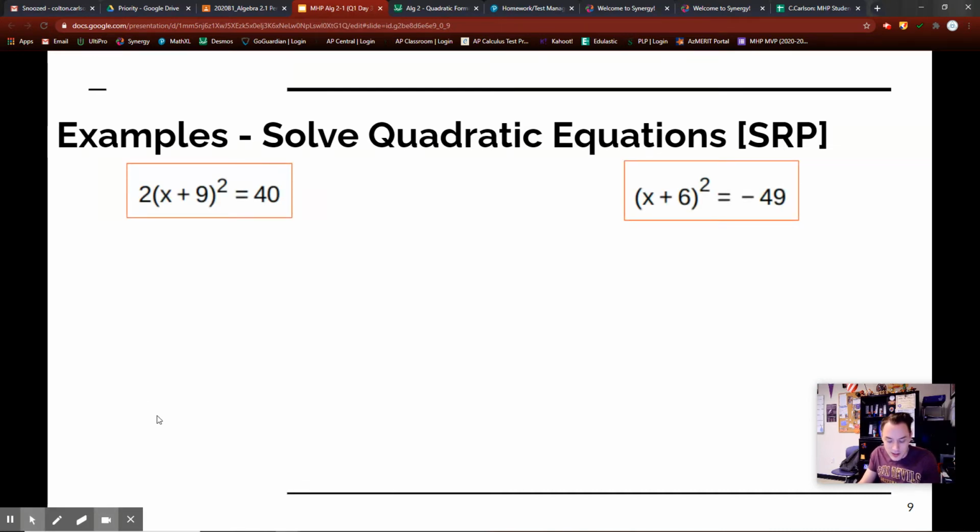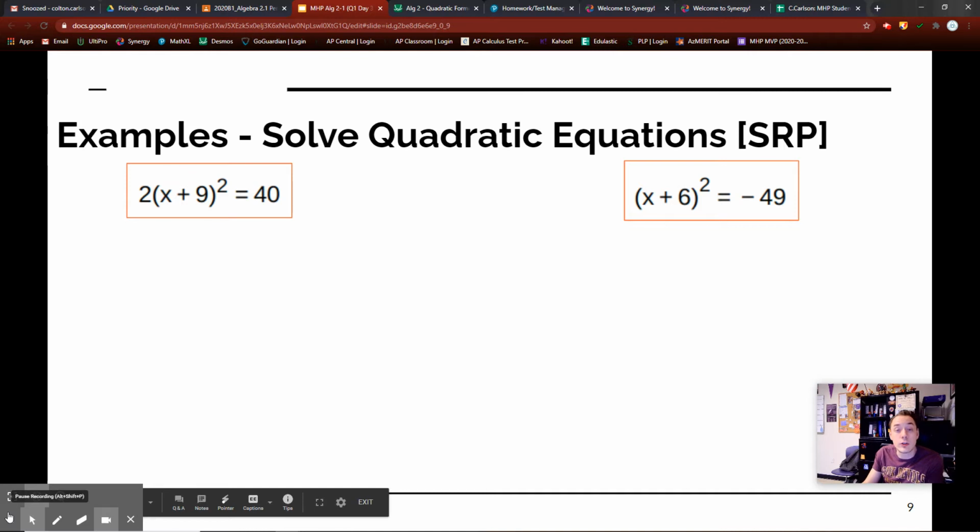Yeah, let's do these. I forgot I had these extra ones. So let's do these extra two, and then we'll get to completing the square. Try this one yourself, and then actually try the second one yourself. Okay, I'm going to pause the video. You try it.